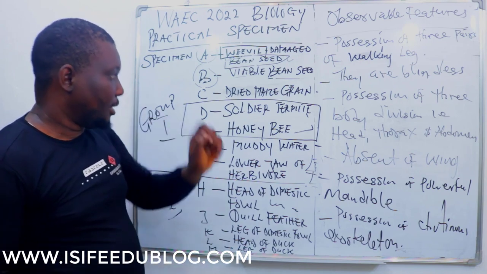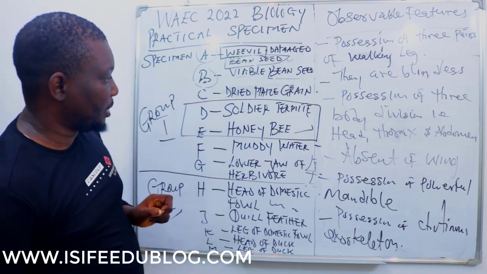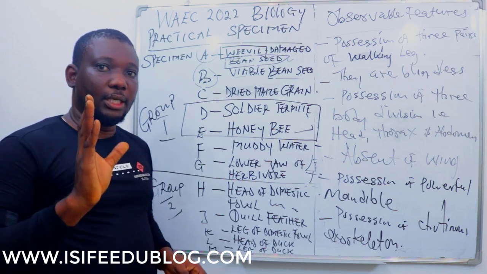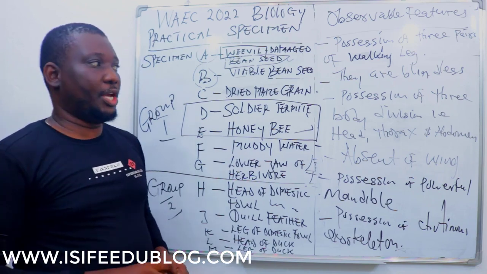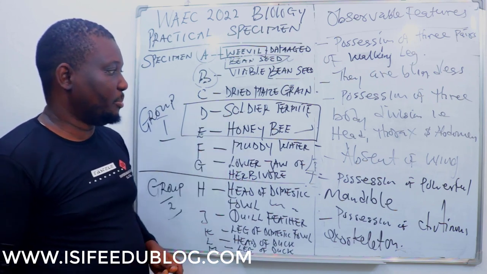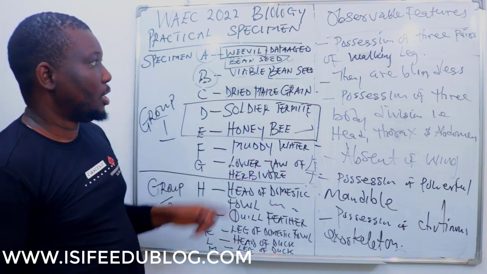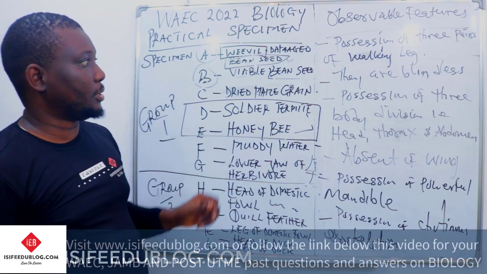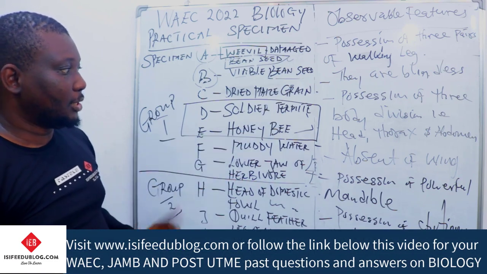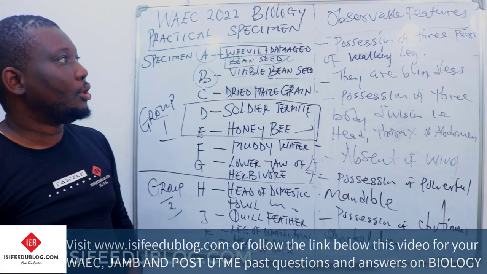Okay, then another mind-blowing question again. The examiner will want to pick a question again on the classification of soldier termites as well as honeybee. But before we go to the classification, let's also look at honeybee observable features. In honeybee observable features, it depends on the honeybee that was given. If the honeybee is a worker, it is very easy to procure.